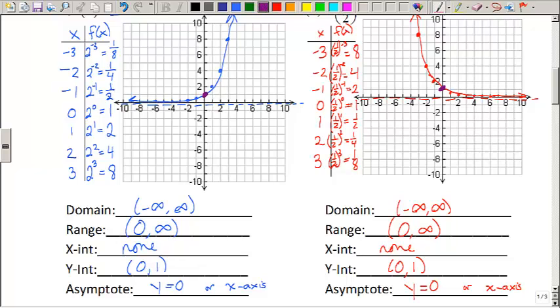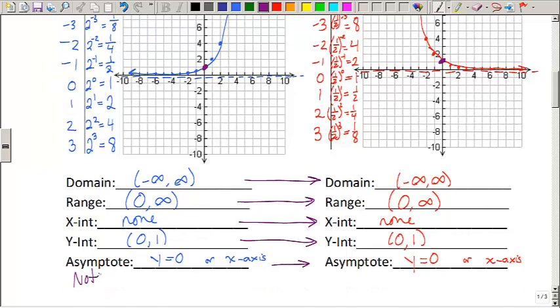Take a look at these properties here. My domain is all reals for both functions. My range is all positive values from 0 to infinity. Neither function has an x-intercept. Both functions have the same y-intercept, 0, 1, and both have the same asymptote. So I want you to note that although my bases were different on both functions, f of x equals 2 to the x and f of x equals 1/2 to the x, the bases were different.